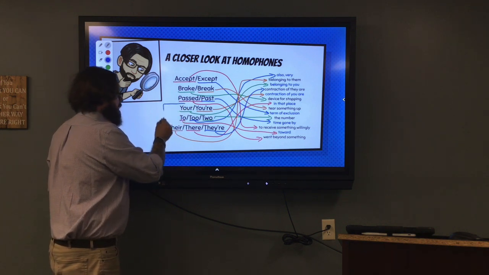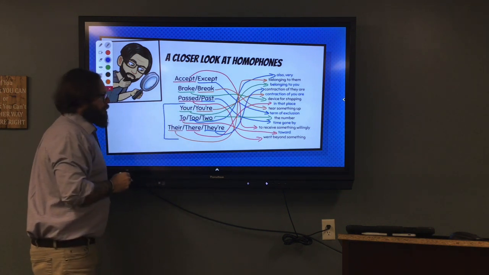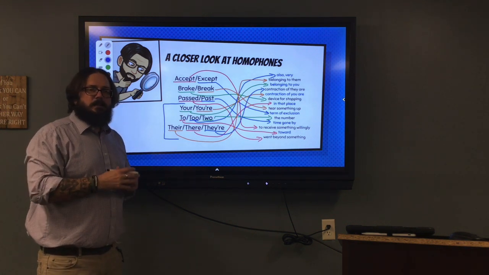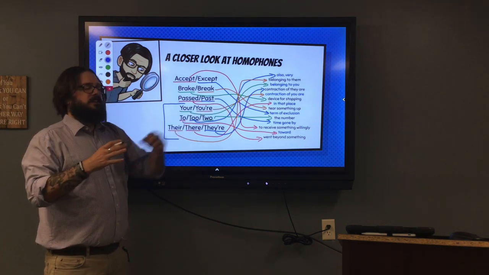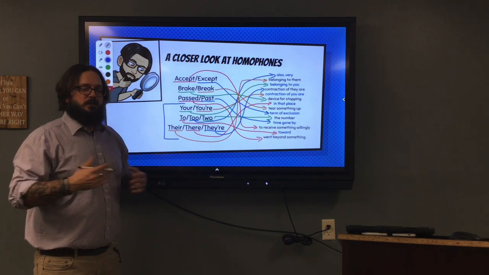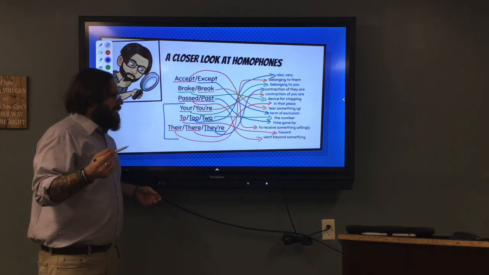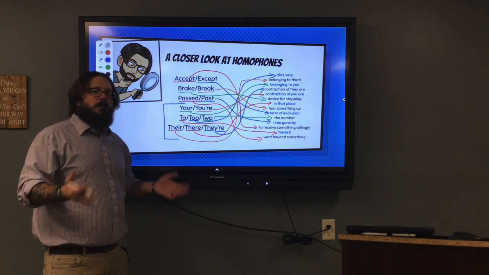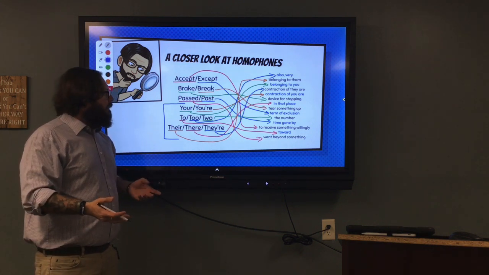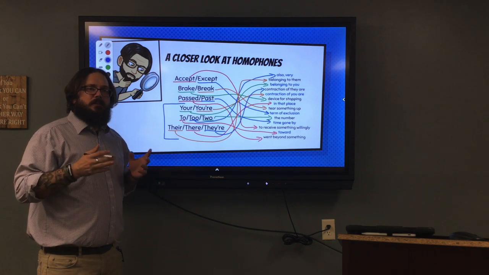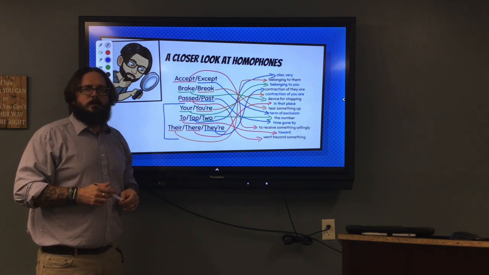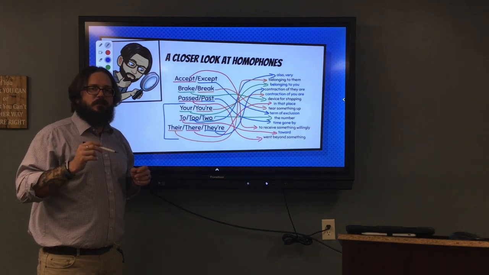These especially you need to be careful of. It's quite common to see, and especially in text messages, on social media, that these get interchanged all the time. Now it could be an autocorrect issue, but we want to make sure that we pay close attention to when we use these specific words to make sure that we're using the right one.